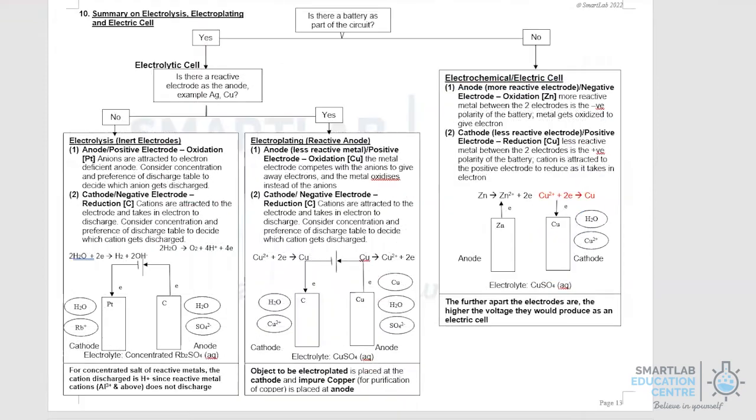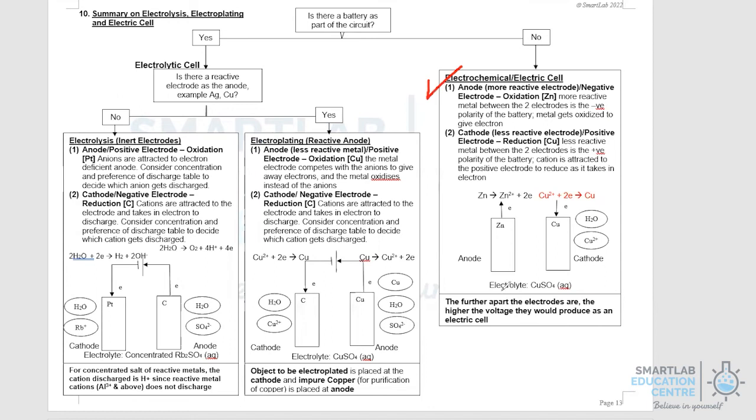Finally, to put everything in context, the first step to do when you see a question that's related to electrolysis is to check whether there is a battery. If there is a battery, then it will be an electrolytic cell. Whether it is electrolysis, electroplating, electrolytic refining, or anodizing of aluminium, which we have covered, the battery must provide the external current. However, in the case of an electrochemical or electric cell, it itself is the battery.